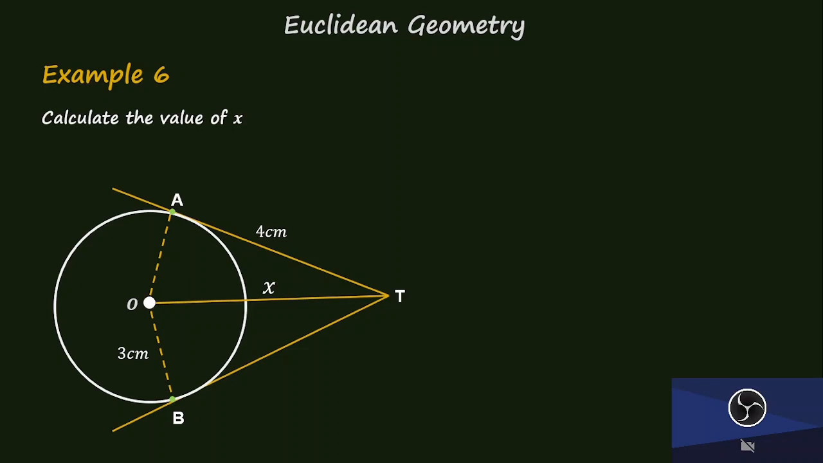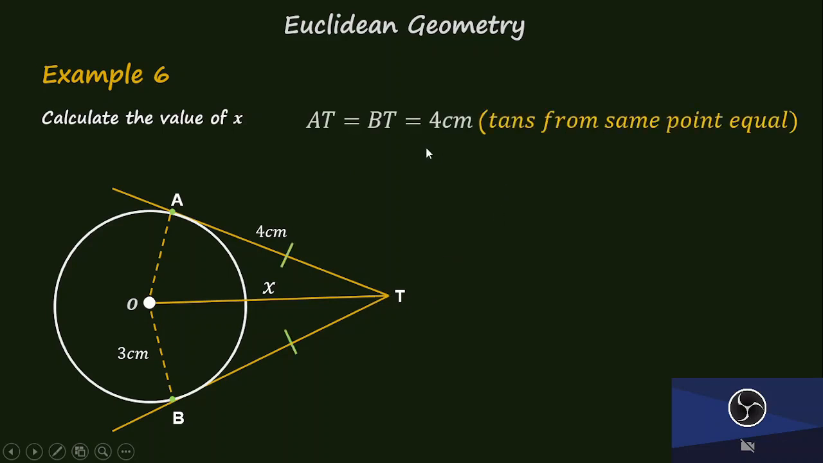Of x, right? We have just shown that the tangents drawn from the same point outside the circle are equal in length. That means AT equals BT. They are all equal to 4 centimeters. So we can show that BT equals AT. These are tangents from the same point, right?